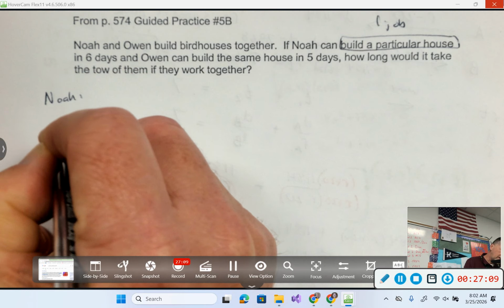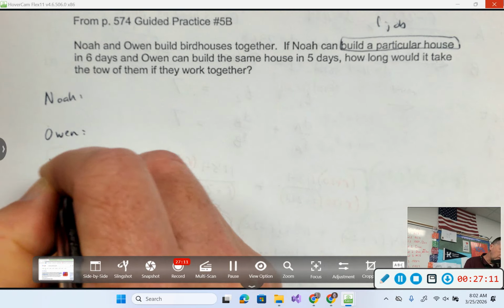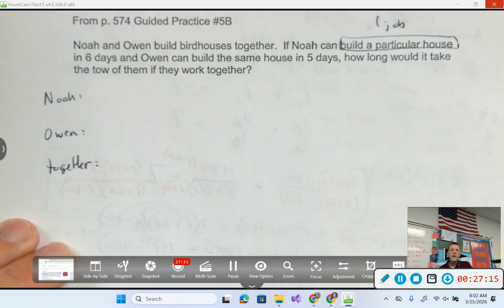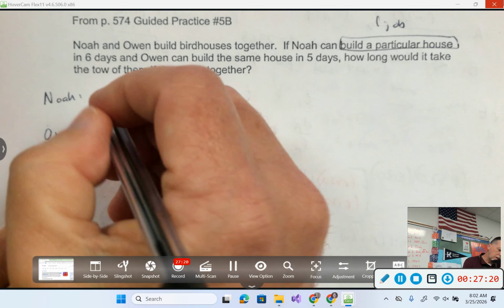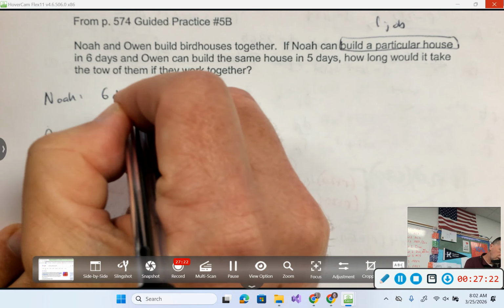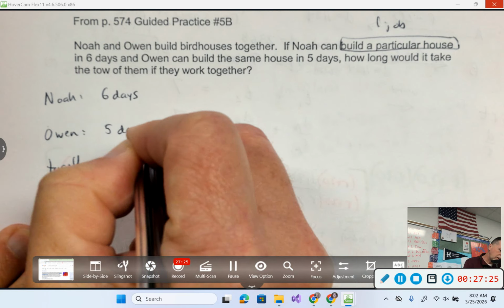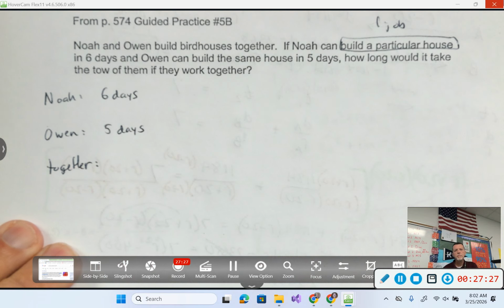So let's list out our information and see what we know here. Noah can do one job in 6 days. Owen can do it in 5 days. Together we don't know. That's what we're looking for.